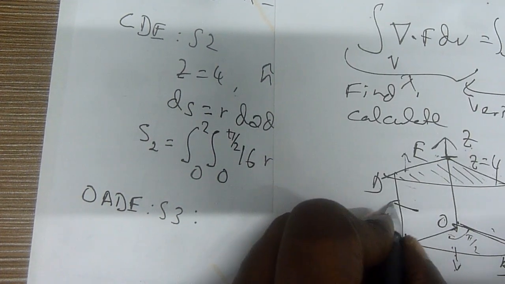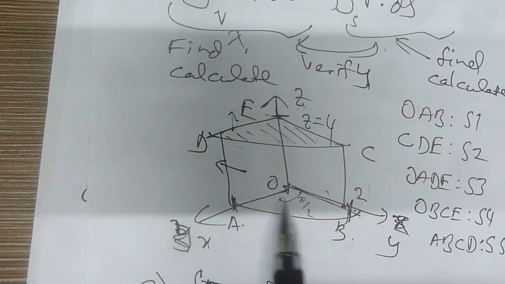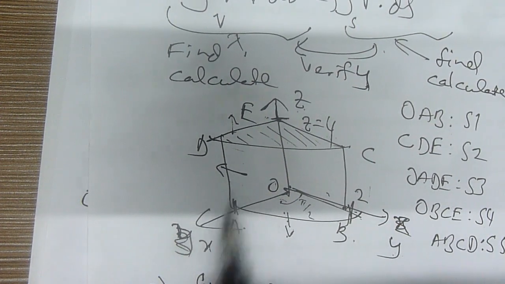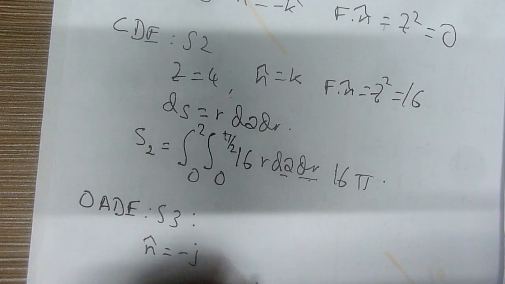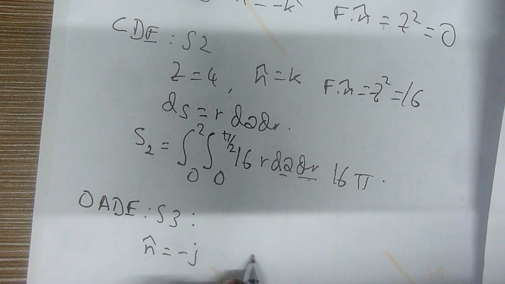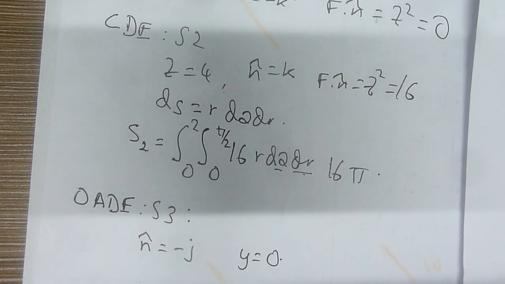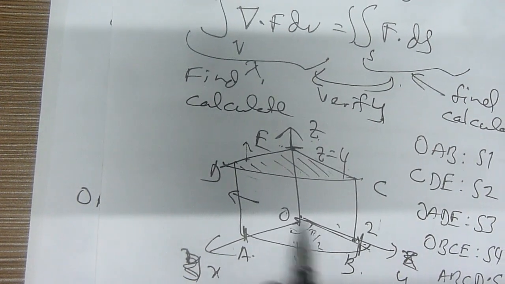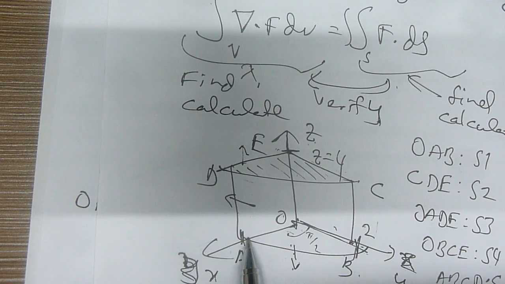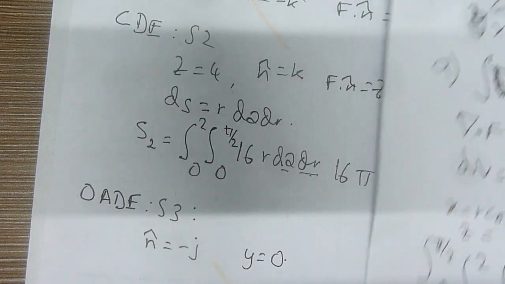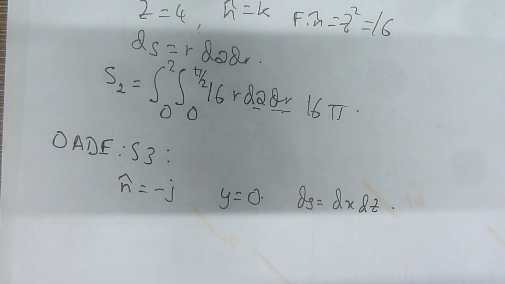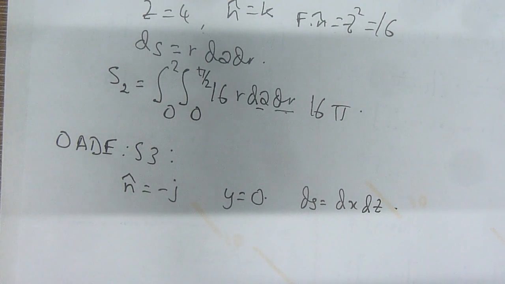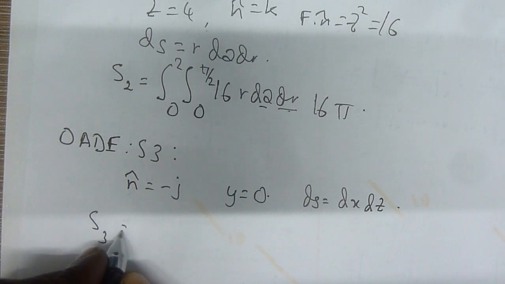SE here, you can see it's pointing outside, which is negative j. That means n equals negative j. And the point that you are supposed to know here is y equals 0 at that particular point. Can you see that? y equals 0 here. And what is the dS? dS is dx and dz. Now can we calculate that? In this particular case S3 is 2.